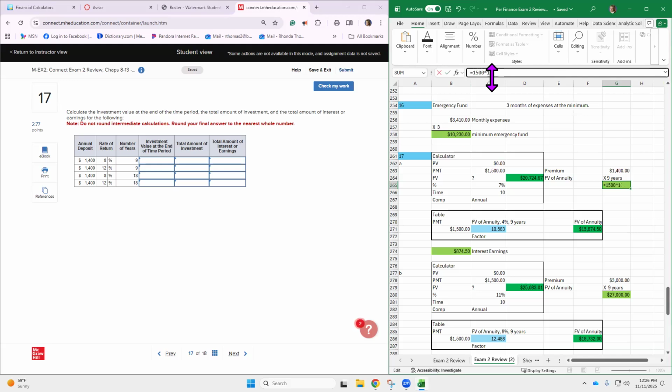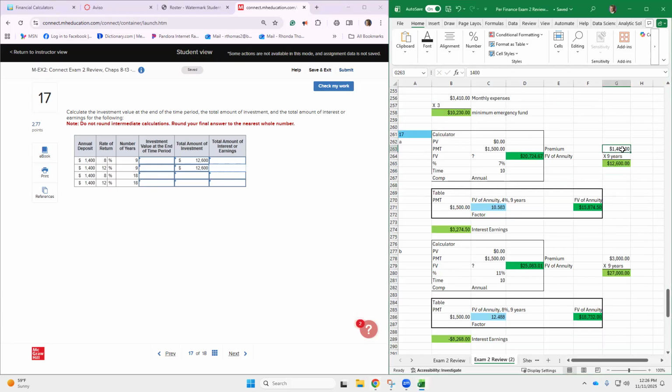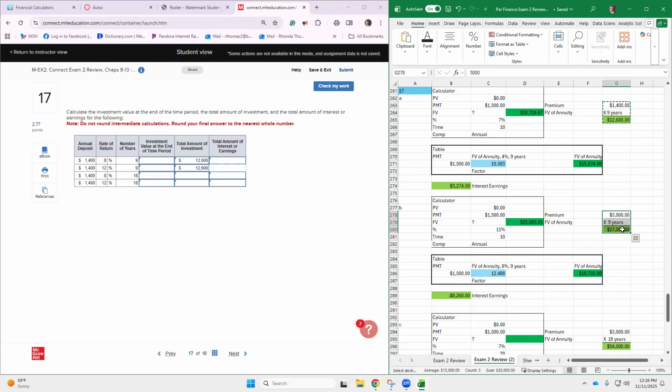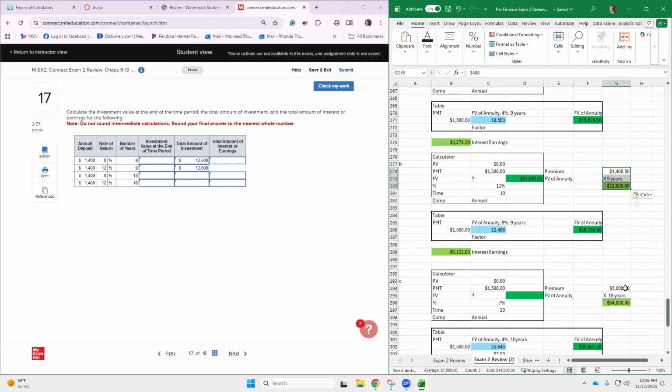$1,400 times 9 for me. You're going to have to figure out yours times 9. I got $12,600. That's going to be the total amount invested for the first two. Now, for the next one, all you have to do is change it to 18 years instead of 9. So that'll be the answer to this one.